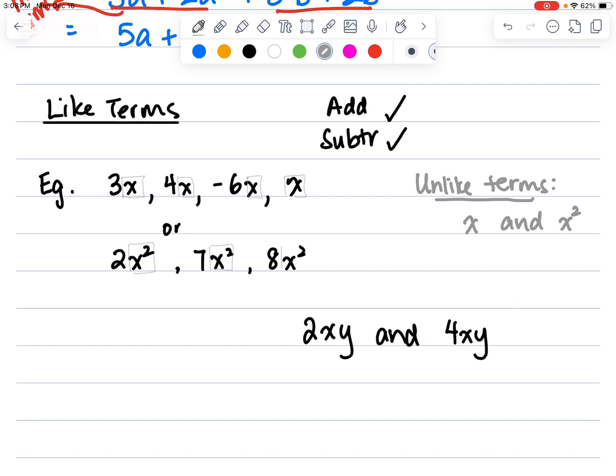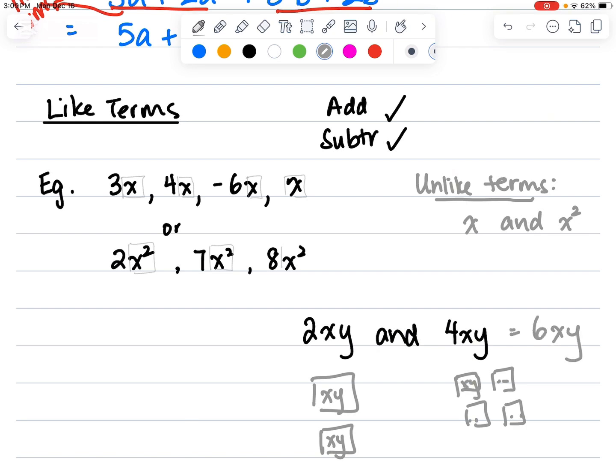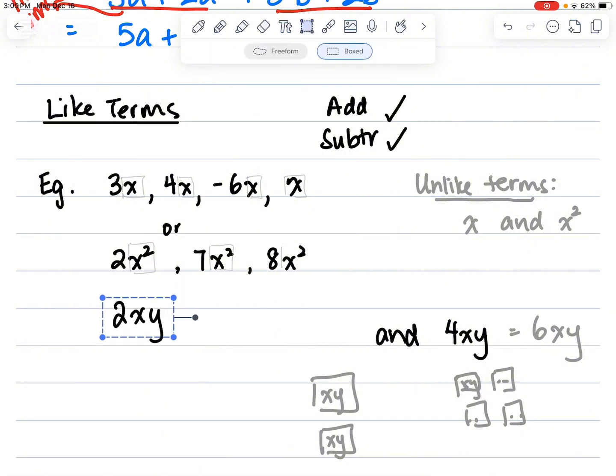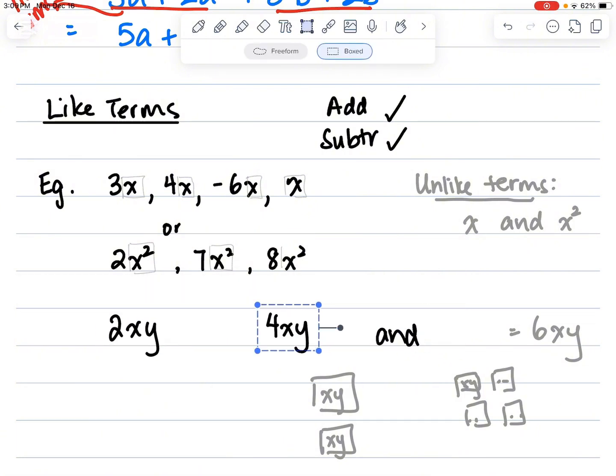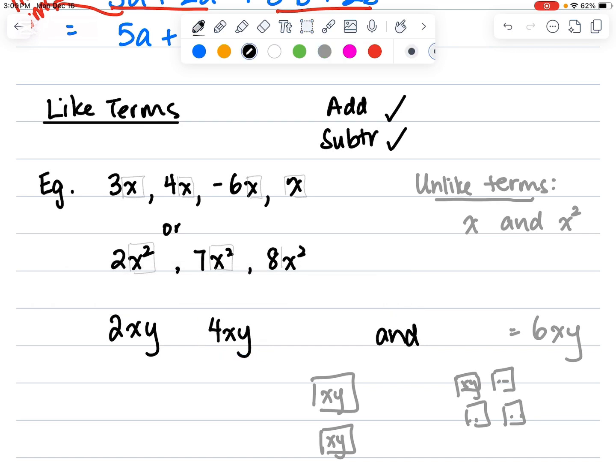Yes, these would be like terms. And again, the way I would think about it is I'd have 2 tiles that say xy, 4 tiles that say the same thing, xy, xy, xy, xy, and therefore I now have 6 of those same tiles. So I'm going to go ahead and move these to my like terms section. Whoops. And let me go ahead and erase this.